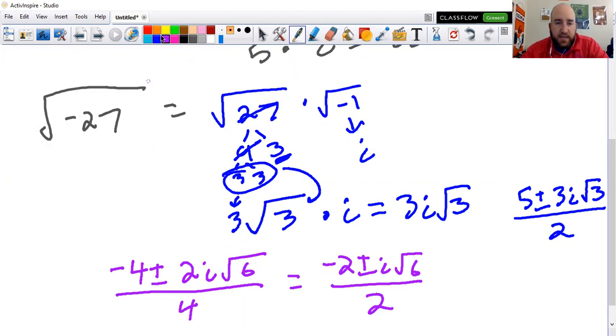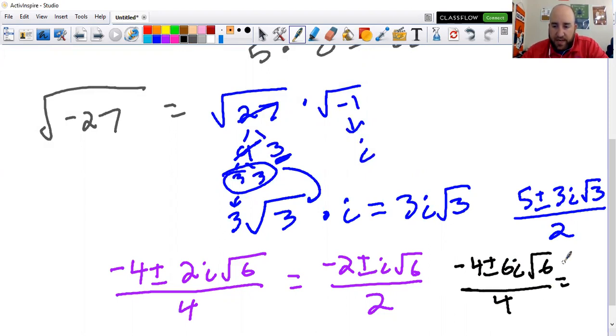If you didn't have one that divided to be 1, so let's replace it with, I don't know, 6. So negative 4 plus or minus 6i square root 6 over 4. Again, you could divide negative 4, 6, and 4 all by 2. So negative 2 plus or minus 3i square root 6 over 4 divided by 2 would be 2.